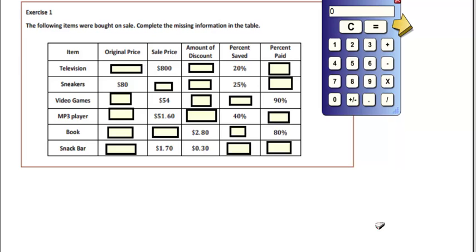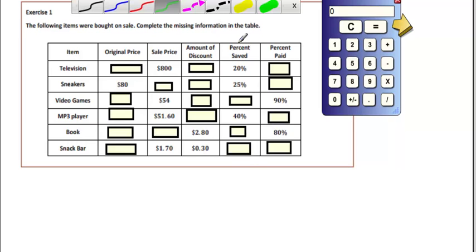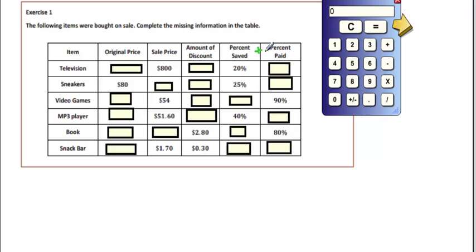Exercise 1 reads, the following items were bought on sale. Complete the missing information in the table. Let's start with the easy stuff first, shall we? If we take a look at the last two columns here, we have percent saved and we have percent paid. If you were to add these two columns together, it should equal 100%.